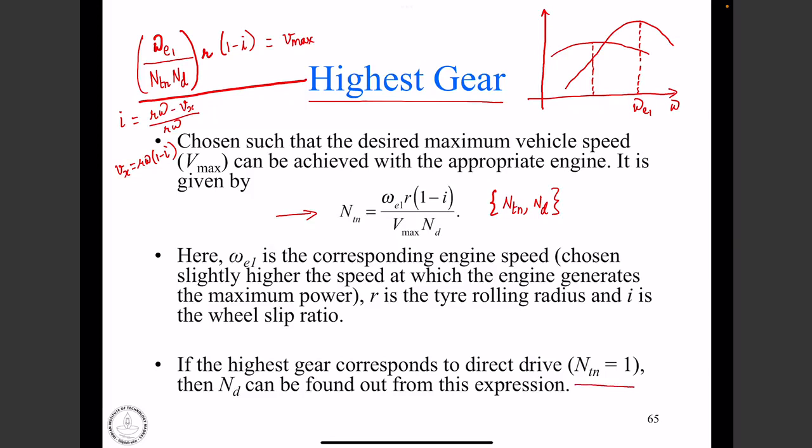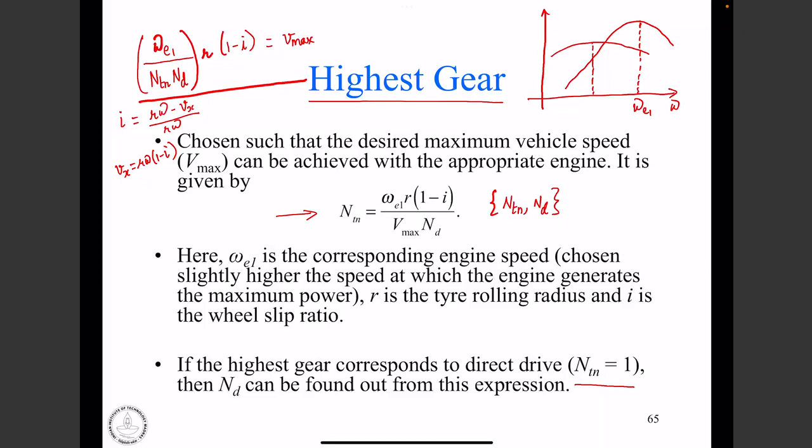So the highest gear goes to what is called overdrive. When we go for an overdrive configuration, the gear ratios will go less than 1. So we need to be aware of that. We'll come back to this shortly. But I hope this concept is clear, how we got this particular equation.